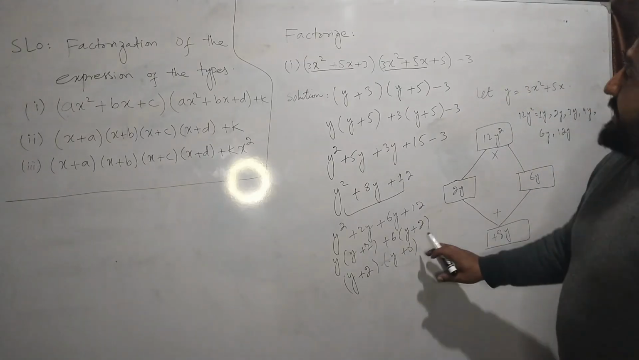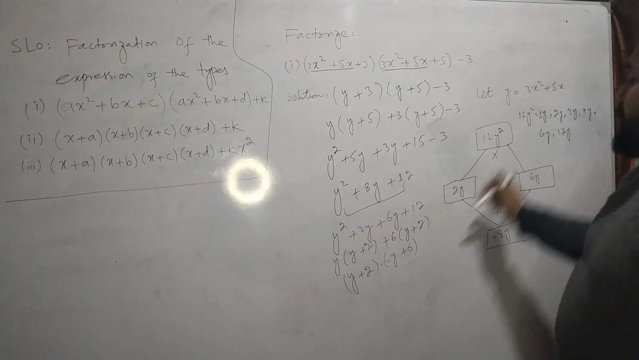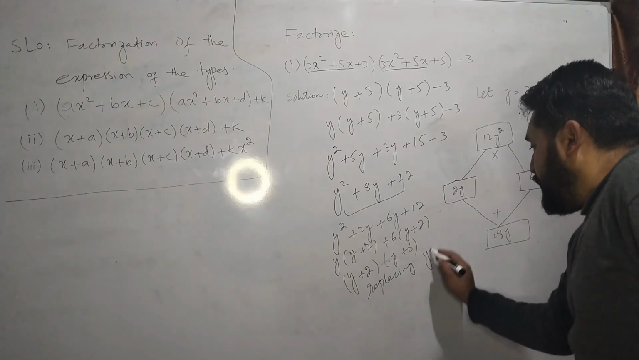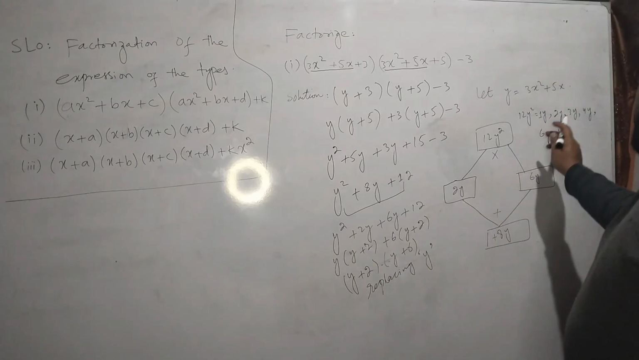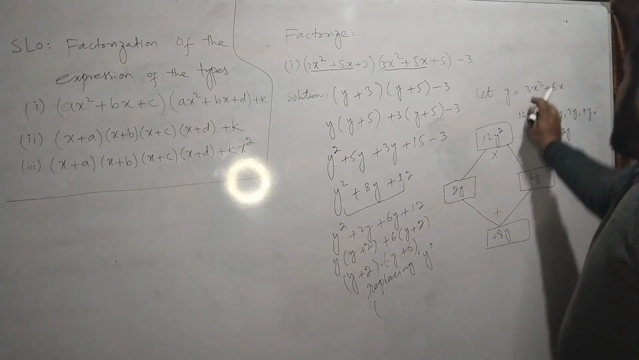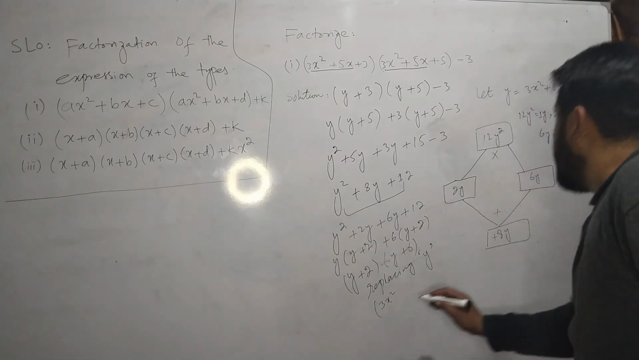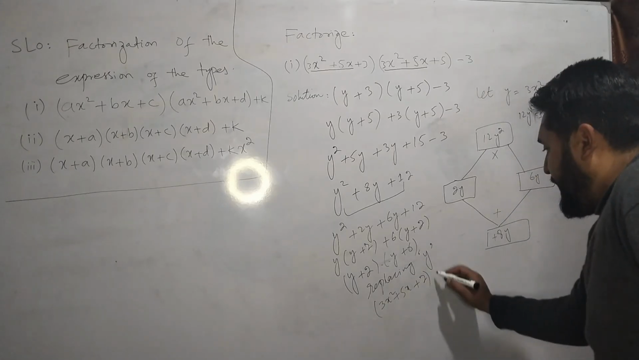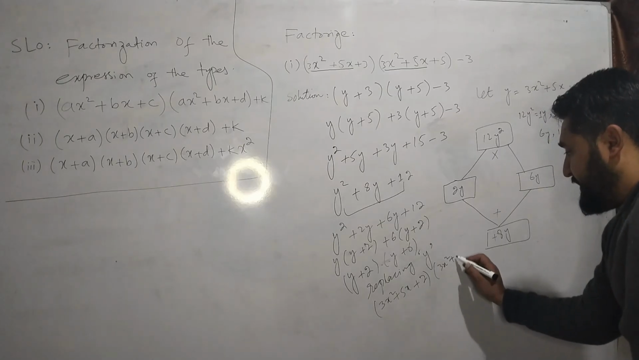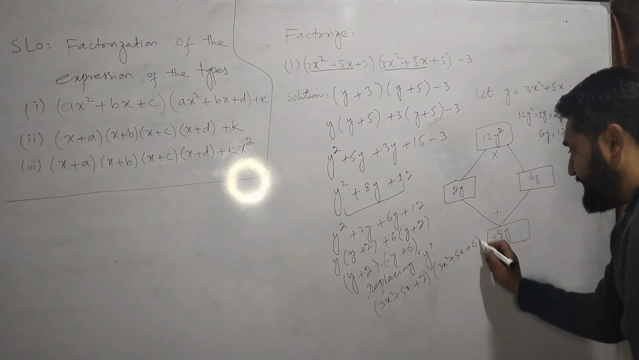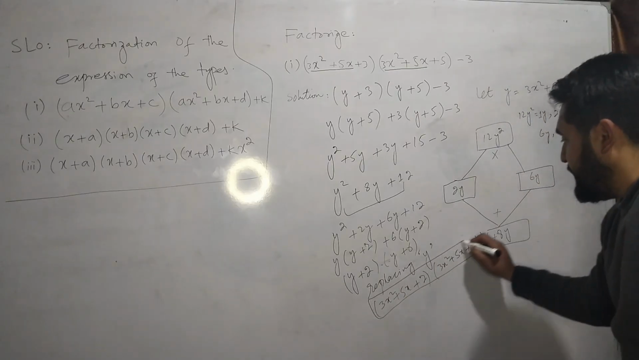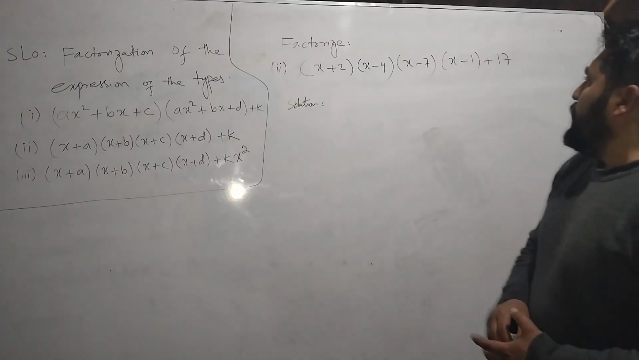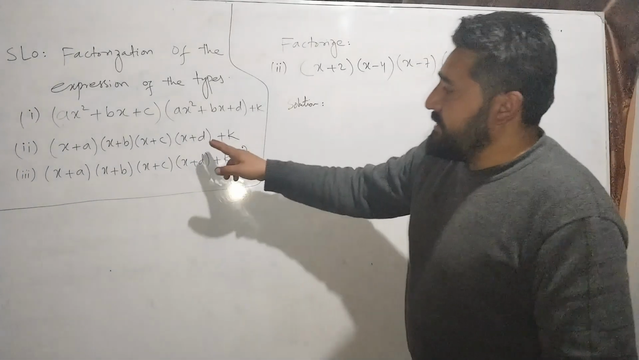Now at the last, what is our y? Our y is this one. So we replace y. Replacing y, what is our y? Our y is 3x square plus 5x. So the answer is 3x square plus 5x plus 2 and 3x square plus 5x plus 6. This is our final answer.